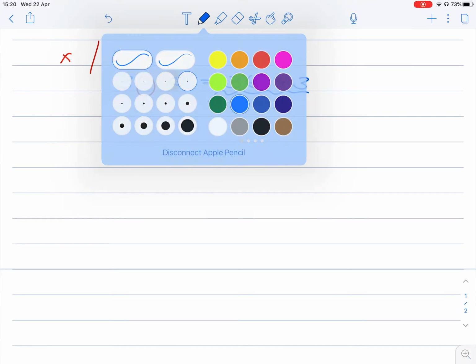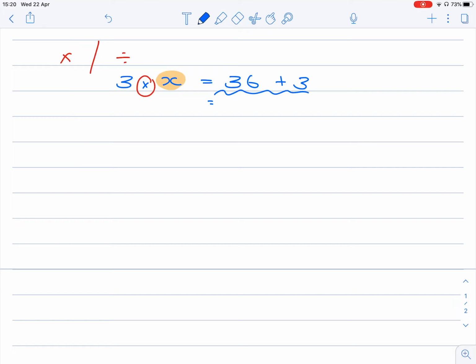With that being said, 36 plus 3 is 39. 3 times x. Now I can move this across. The opposite of times is divide. So x would equal 39 divided by 3, and that will give me 30.